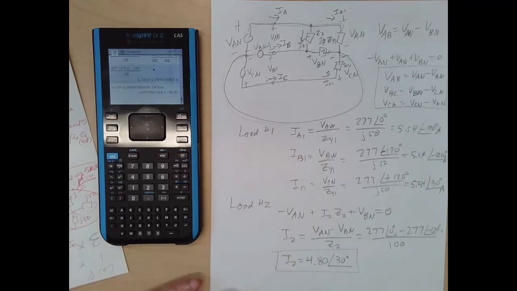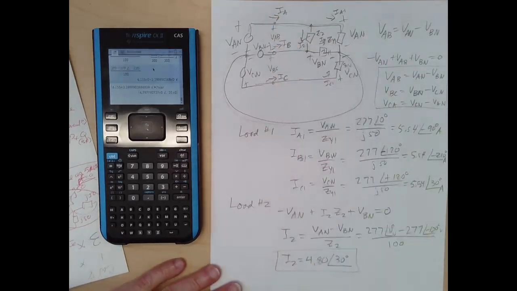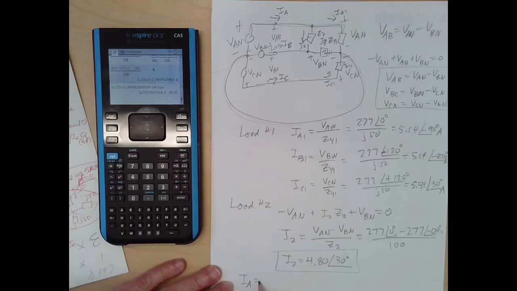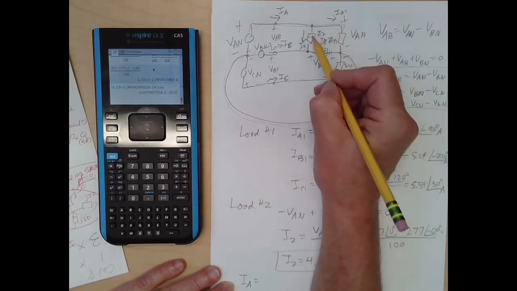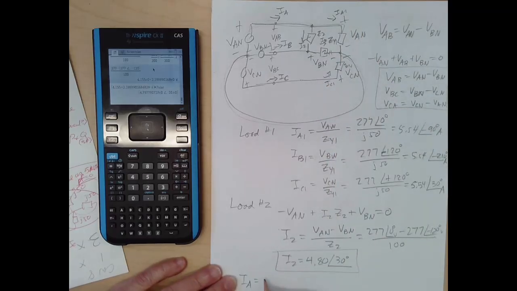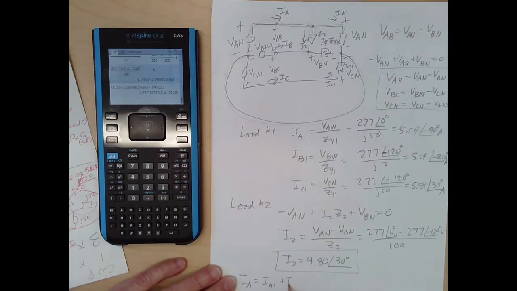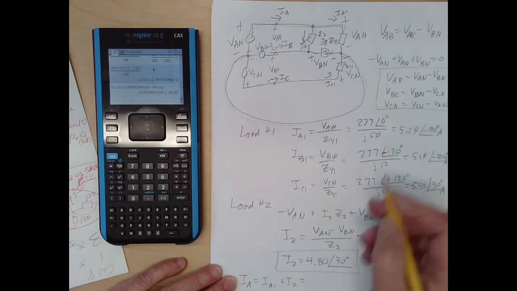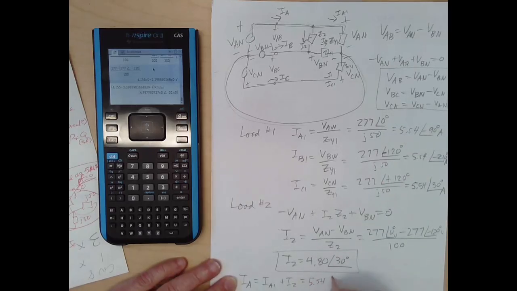So say we wanted to find the line currents. So what is IA? We're looking at KCL here. IA comes in, and IA1 and I2 come out. So IA is IA1 plus I2. All right, so it's the 5.54 angle negative 90 plus this that we just got, 4.80 angle 30.